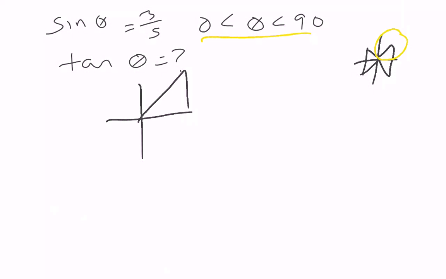Now I'm going to label it. So sine is 3 over 5, and sine is equal to your opposite side over your hypotenuse. So that means I'll put the 3 here and the 5 there. And this is a 3, 4, 5 right triangle. But if I needed to, I could do x squared plus 3 squared equals 5 squared and solve for x. So I get x equals 4.